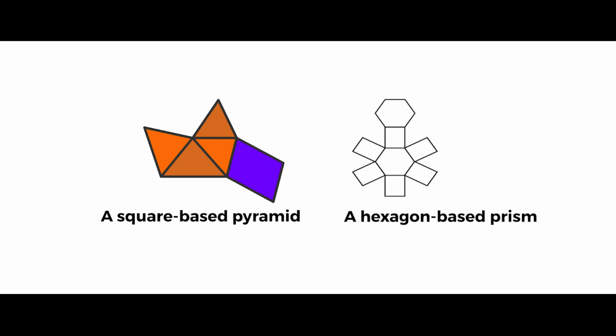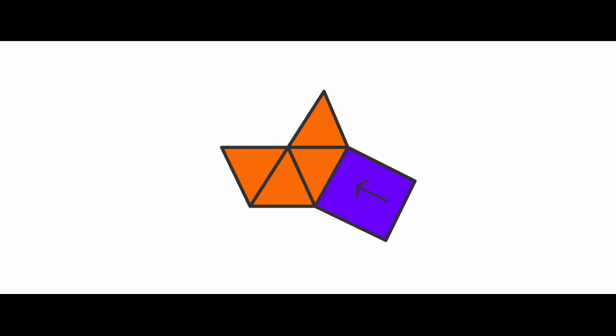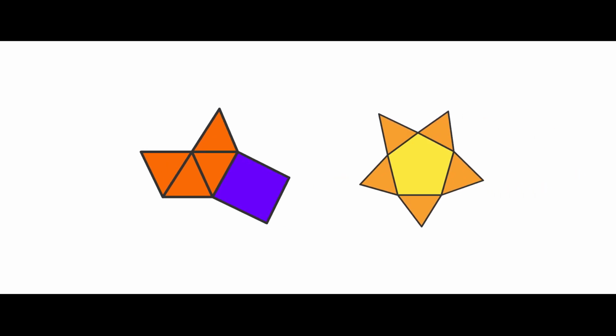Okay, let's take another. This time, a very, very beautiful one, a different one. By looking at the square, you can make out that this is also a square base pyramid. Okay, let's take another then. In the center, you can see a pentagon. By looking at the pentagon, I know you will say this is a pentagon base pyramid.